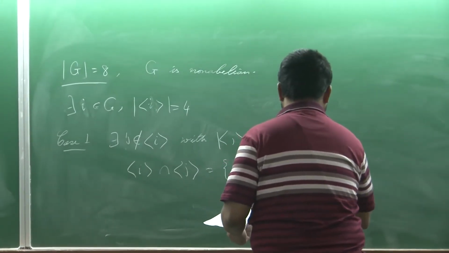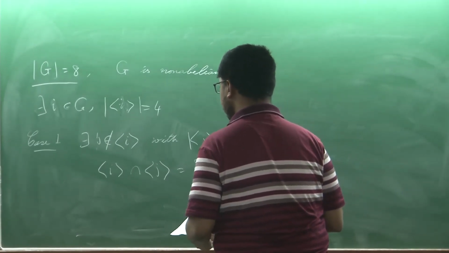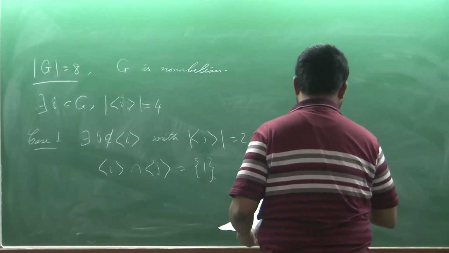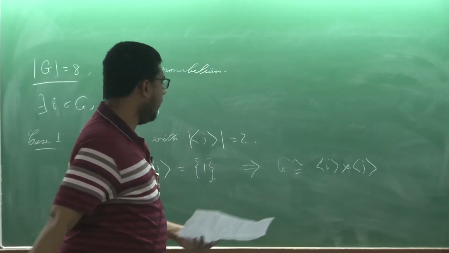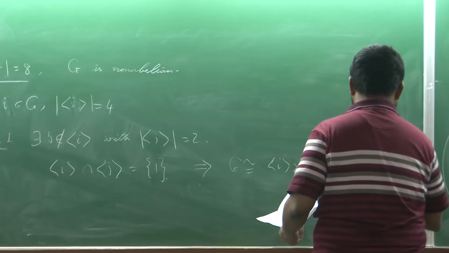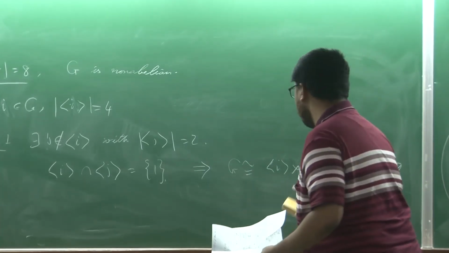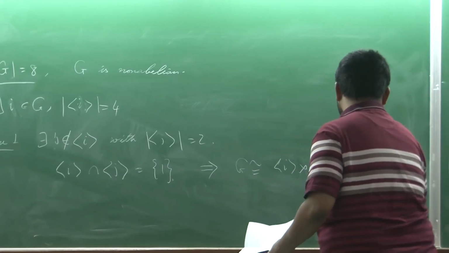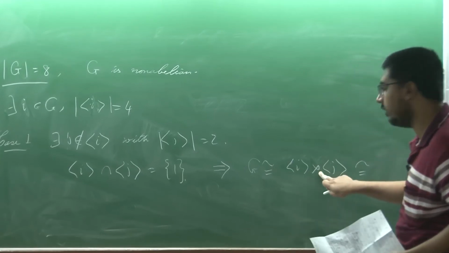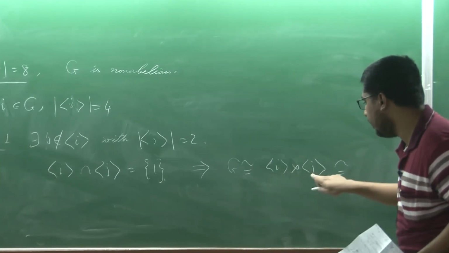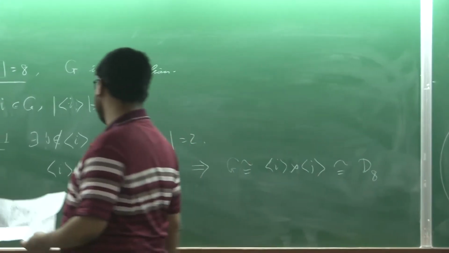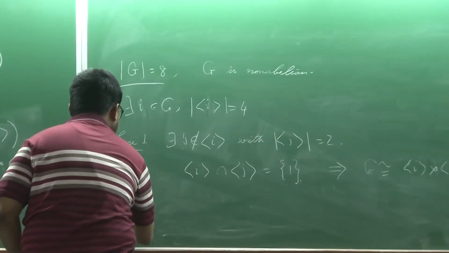So in this case, we obtain that G is isomorphic to a semidirect product of I and J, and that immediately tells us we have two possibilities. Since G is non-abelian, as we have assumed, the direct product Z modulo 4Z by Z modulo 3Z cannot happen. The action has to be non-trivial, so we must have D8. So in the first case, the group structure that we obtain is D8.